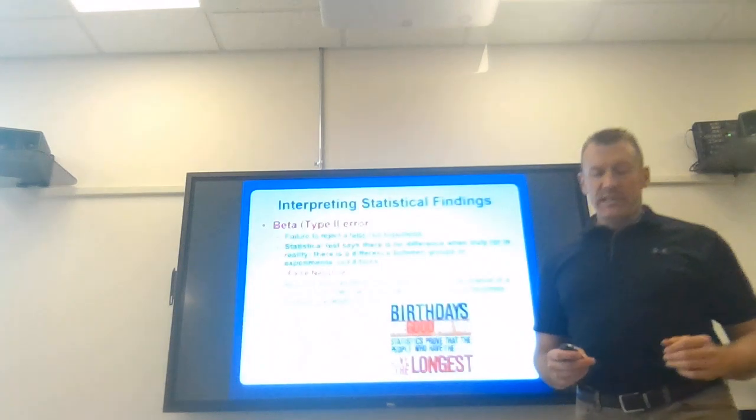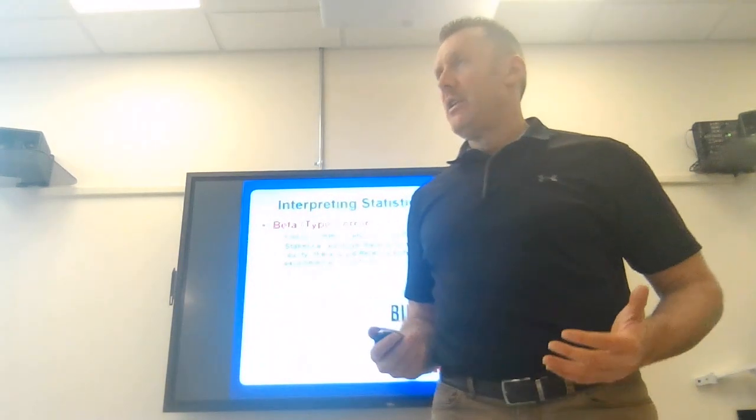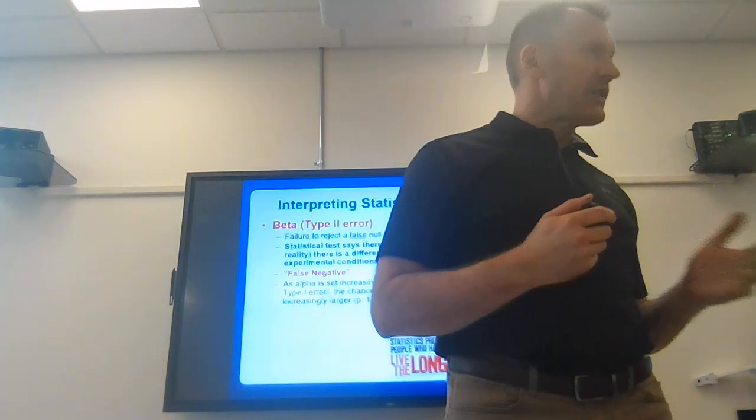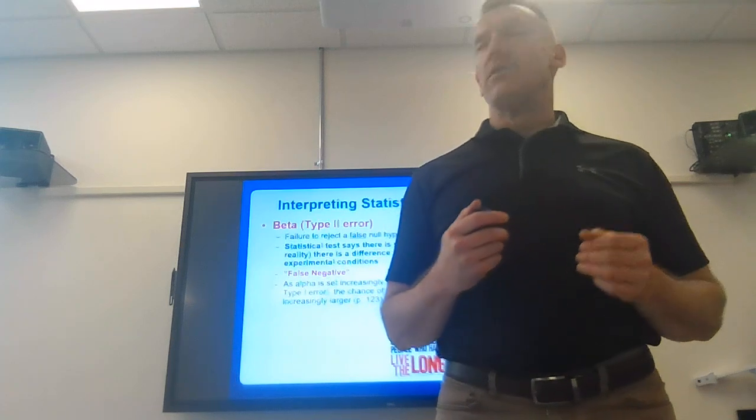So typically we say 0.05. And then in addition to 0.05, we also do effect size to look at actual differences between groups.